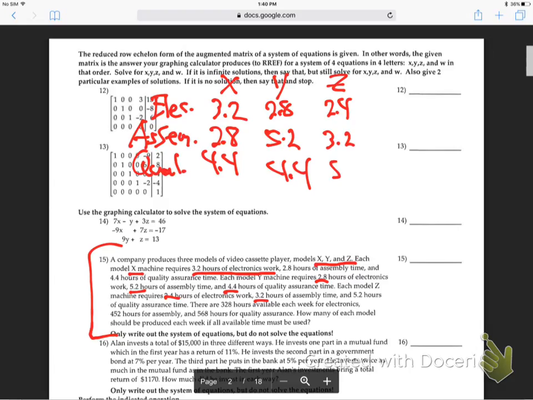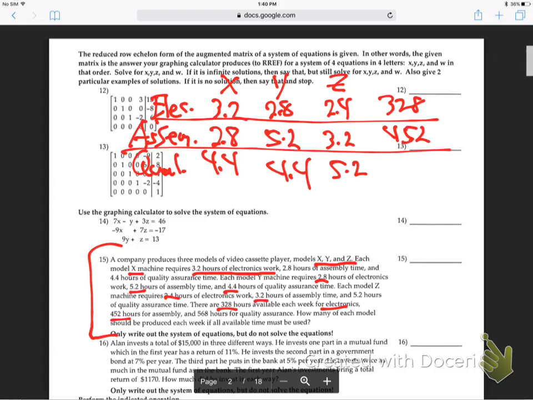And 5.2. So there's Z. And then it says 328 for electronics. So that's over here, because that's electronics, right? And then 452 for assembly. That's over here for assembly. And then 568 for quality. That's over there. And that's it.